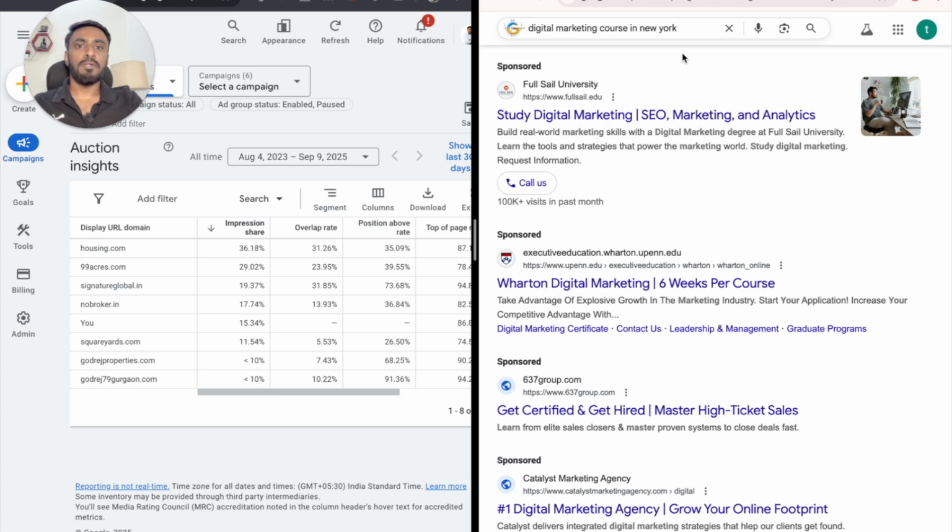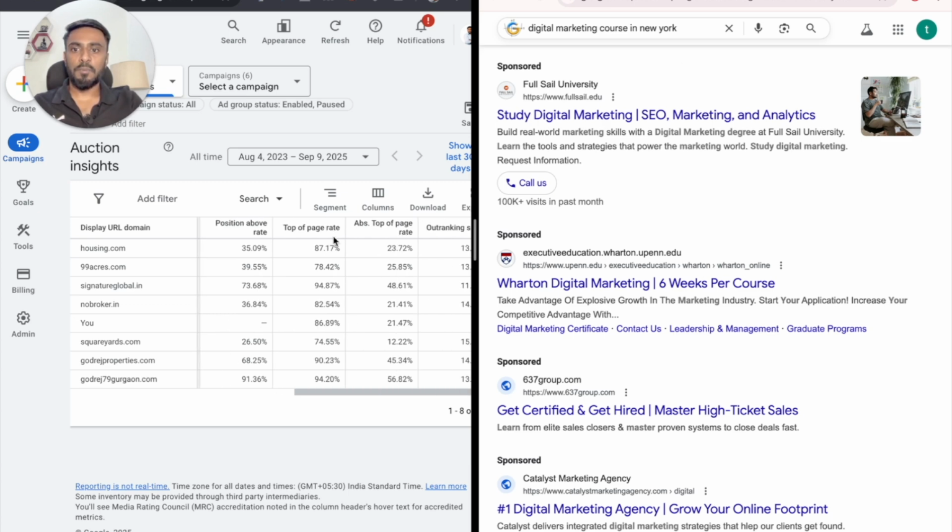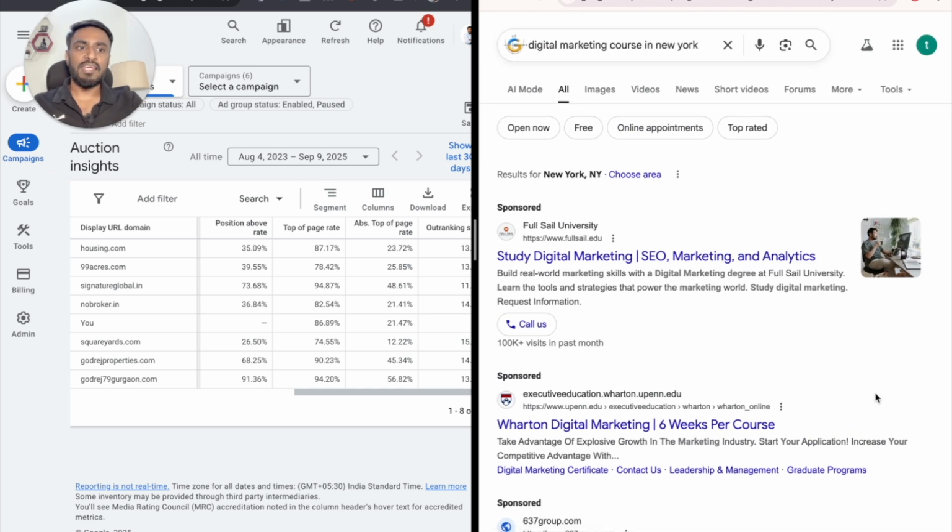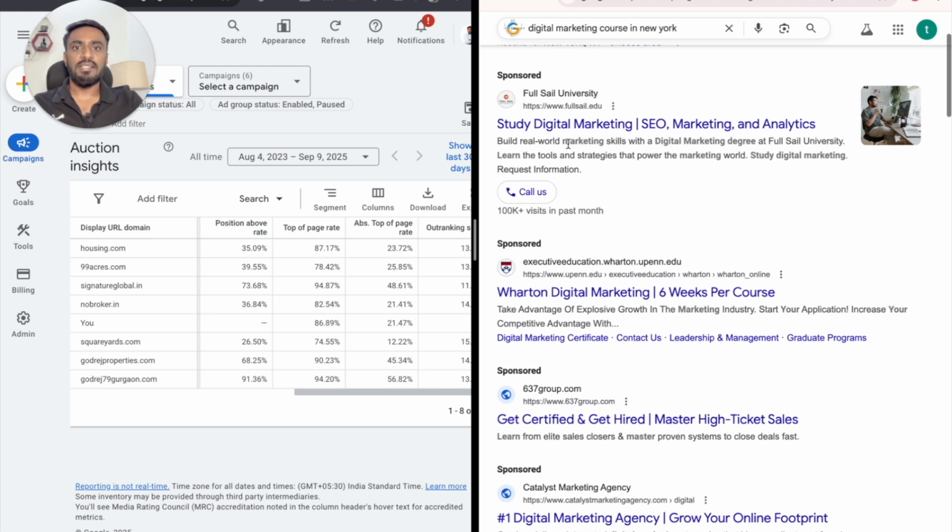Out of those 100 people who saw my ad, we will calculate our top of the page rate and absolute top of the page rate, which means that out of the 100 times, how many times my ad was visible in any of these four rankings, which is the top four rankings on the Google search engine page. In these top four ads, how many times my ad was visible will be considered under the top of the page rate. Out of those 100 times, how many times my ad was shown at this first place of Google will be considered under absolute top of the page rate.